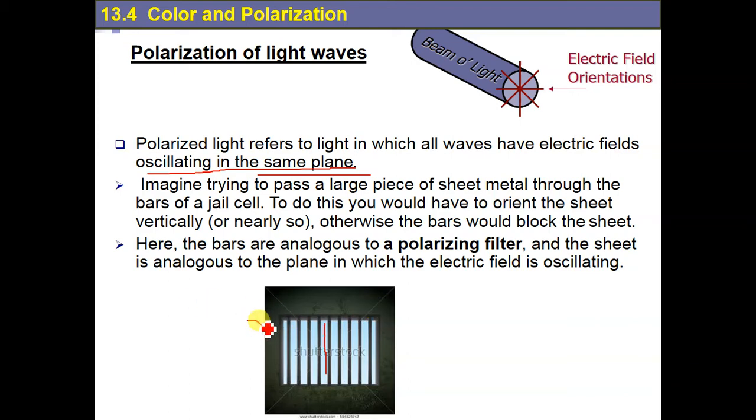Okay, so this is very similar. These bars are very similar to what we mean by a polarizing filter. You will see that we will use a polarizing filter. The light will pass through this polarizing filter. When it passes through, only the light that is parallel to the transmission axis of the polarizing filter will pass. So the bars are analogous to the polarizing filter, and the sheet is analogous to the plane in which the electric field is oscillating.